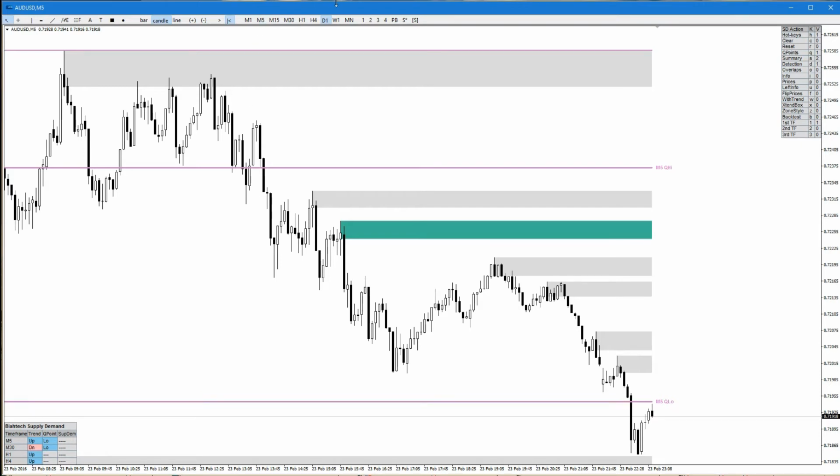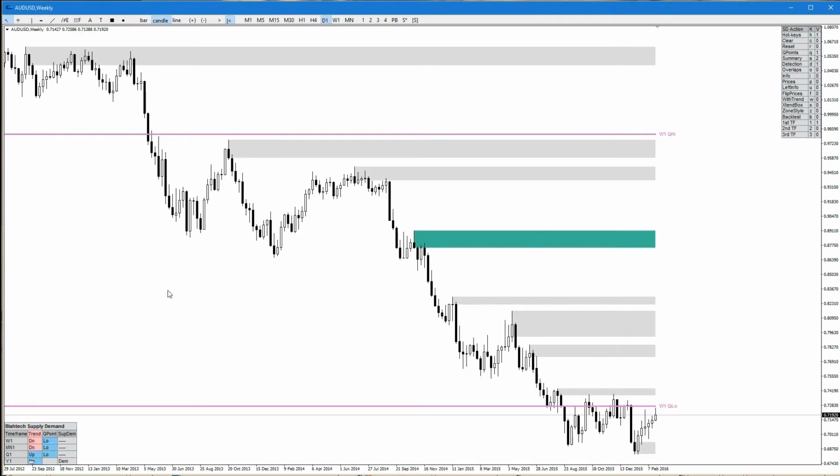If I go to higher time frames, it's even possible to see quarterly and yearly trends and zones if such information is available, and in this case it is.